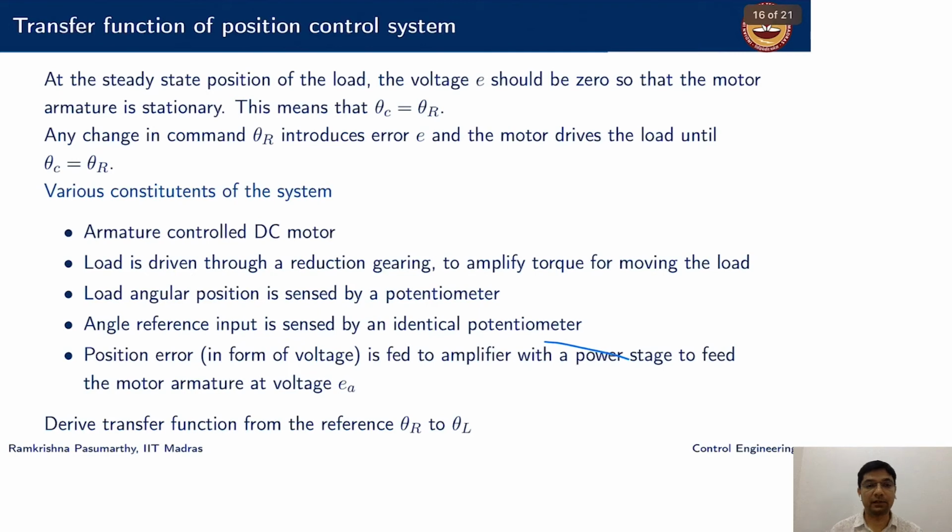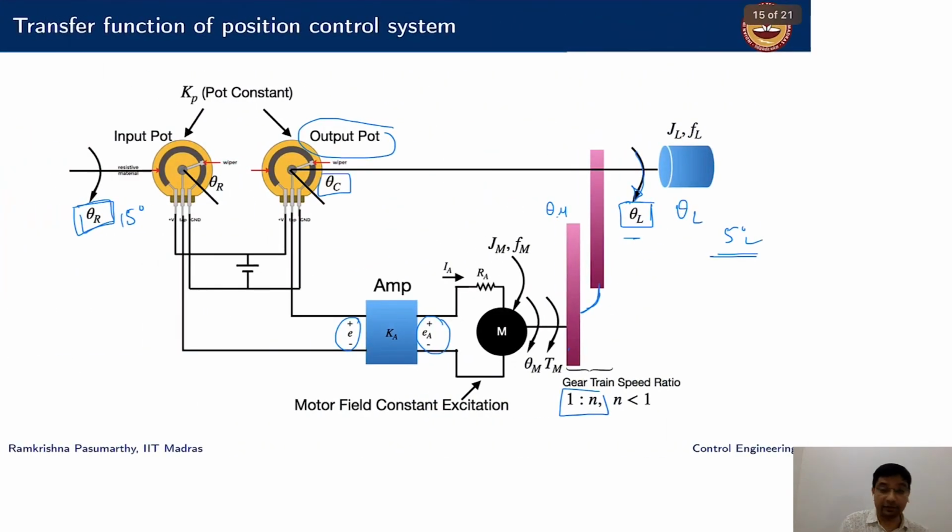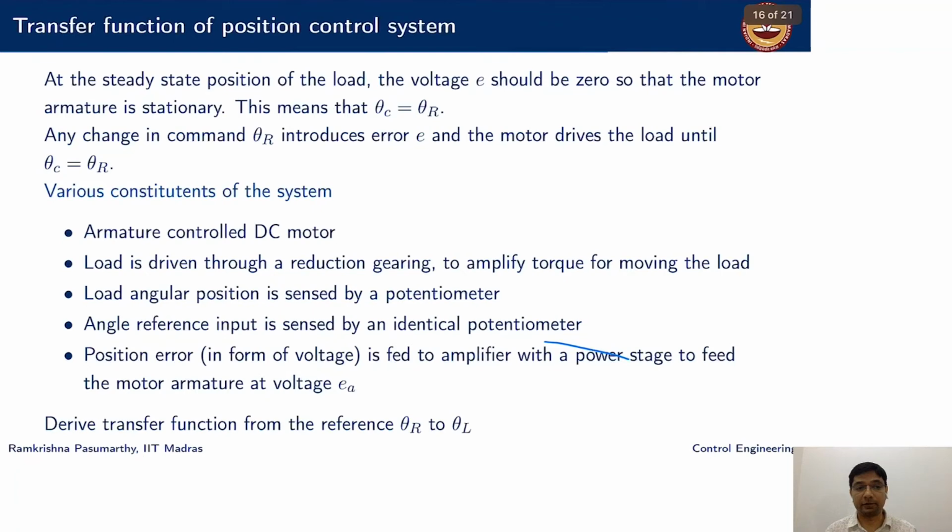I have an armature controlled DC motor. The load is driven through a reduction gearing to amplify the torque to move the load. So that is here. We also saw how gears amplify or reduce the torque. And the angular positions are sensed on both sides by a potentiometer. The position error in the form of voltage is fed to an amplifier, which will generate the desired motor armature voltage EA. So the question here is to derive the appropriate transfer function from theta r to theta L.